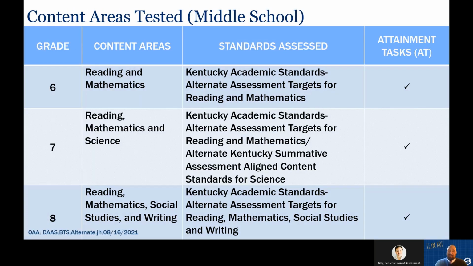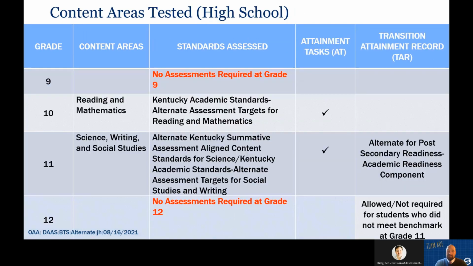On slide 8, this reflects the current content areas being assessed at the middle school. And here on slide 9, this looks at the high school content areas to be assessed. If you will note in red, grade 9 and grade 12 no longer have attainment tasks administered to those grades. In high school, only grades 10 and 11 are assessed.